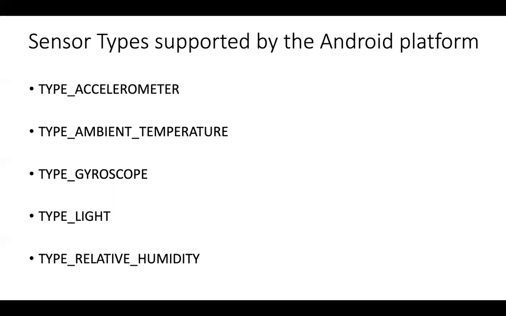The second type is ambient temperature. It is also a hardware type of sensor. It is used to measure the ambient room temperature in degrees Celsius. The common usage of it is monitoring air temperatures.